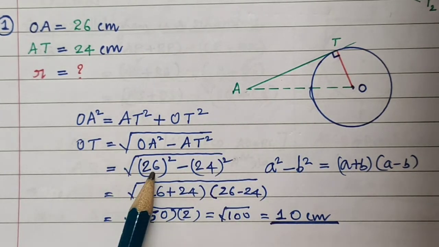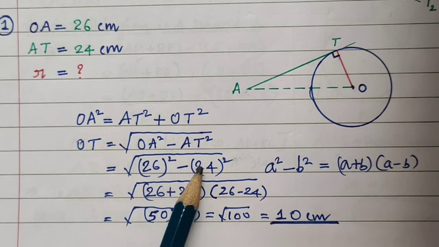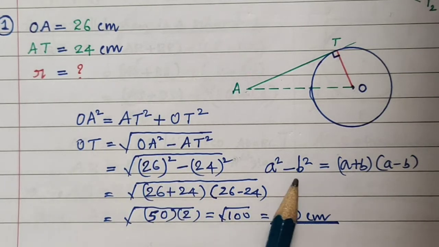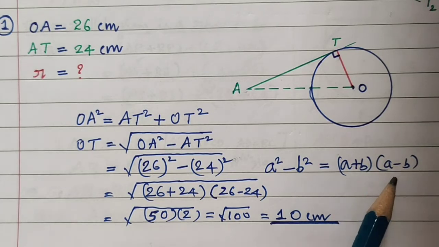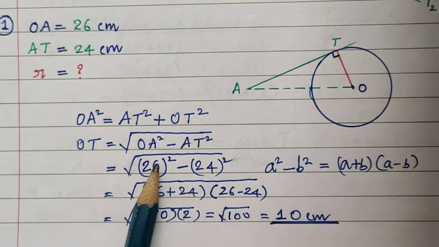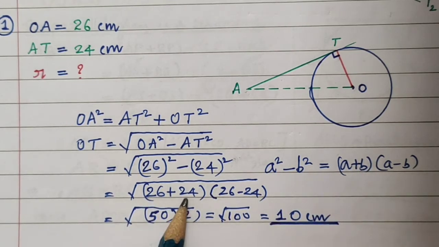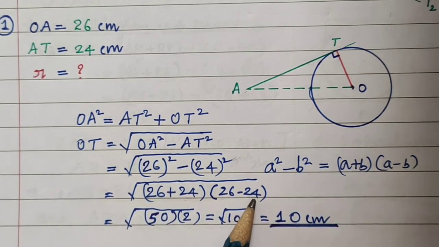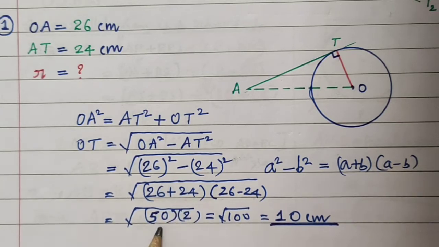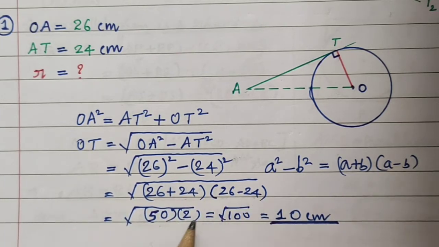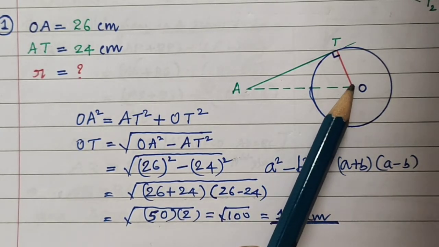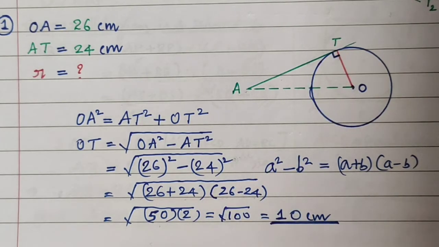They have given it as 26 and 24, so the square root of 26 square minus 24 square. We know that a square minus b square is equal to a plus b into a minus b. So we can expand and write, but instead of that, we are using the formula here. 26 plus 24 into 26 minus 24. 26 plus 24 is 50. 26 minus 24 is 2. 50 times 2 is 100. The square root of 100 is 10 centimeters. That is, the radius of this circle is 10 centimeters.